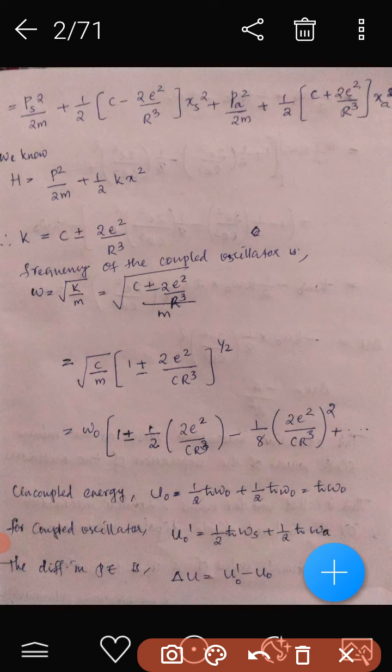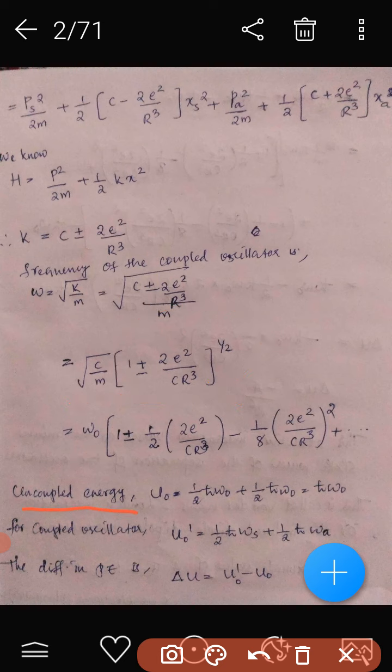Then the frequency of the coupled oscillator: we know that omega is equal to the square root of the force constant by m, k by m. So k is c plus or minus 2 e square by r cube, divided by m, and I took the root of c by m outside, then square root of c by m into (1 plus or minus 2 e square by c r cube) to the power 1 by 2. Then root of c by m I can write as omega 0, and this term I expanded: 1 plus or minus 1 by 2 into 2 e square by c r cube, minus 1 by 8 into (2 e square by c r cube) whole square, plus etc. And higher terms I neglected.